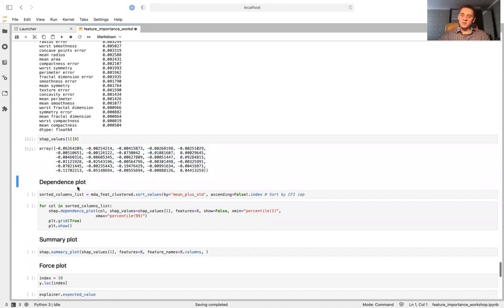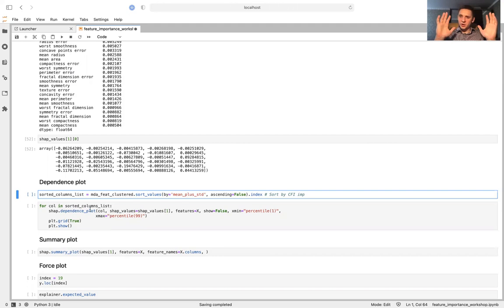So let's use extremely helpful functions from Shapley to get a better understanding of how the model predicts based on the feature values. Let's sort our features based on MDA score and build dependence plots. What a dependence plot shows us is how a feature value will affect the prediction of our classifier model. By building this dependence plot, we can take a look at that. So how is it done?